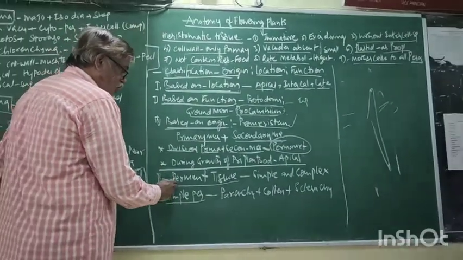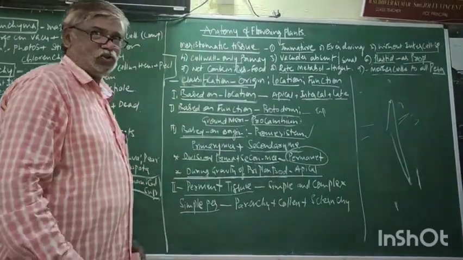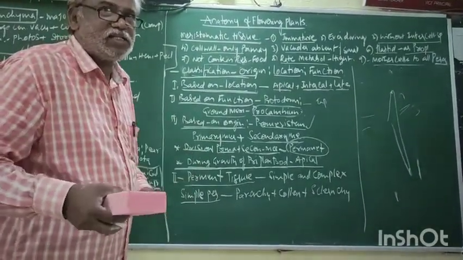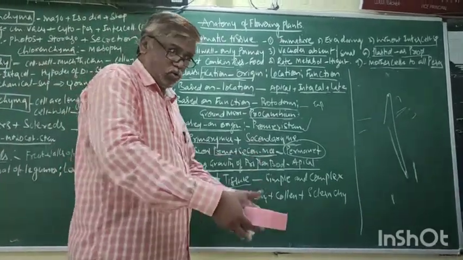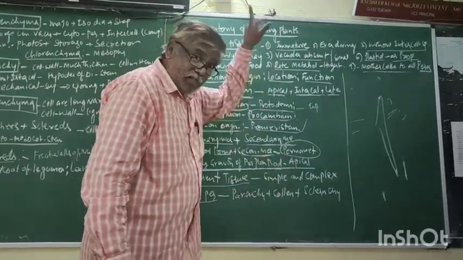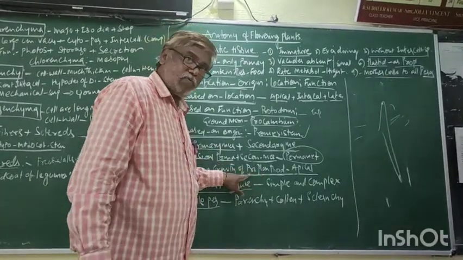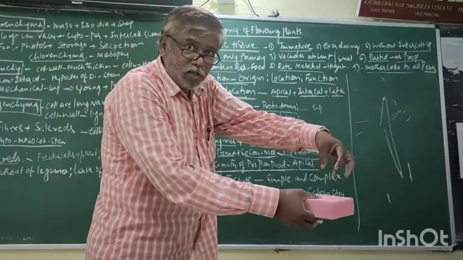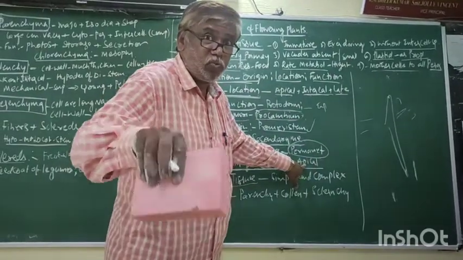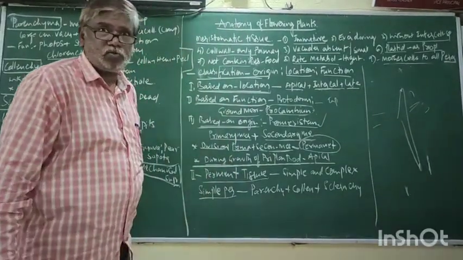Now, during growth of the primary plant body, the tender, young plant, the apical meristem is responsible for forming permanent tissue. Which plant? Primary or secondary? Primary. When the primary plant body grows, the apical meristem is responsible to form permanent tissue.